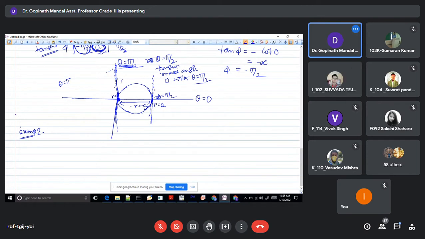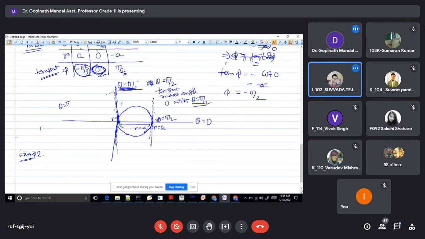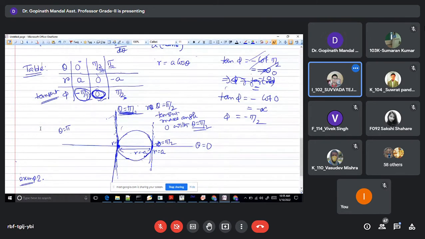Sir, at theta equal to pi by 2, tan phi equal to 0, right sir? Yes, tell me. At theta equal to pi by 2, tan phi equal to 0, right sir? And then in that case phi equal to 0. Means tangent should be parallel to the x-axis, right sir?